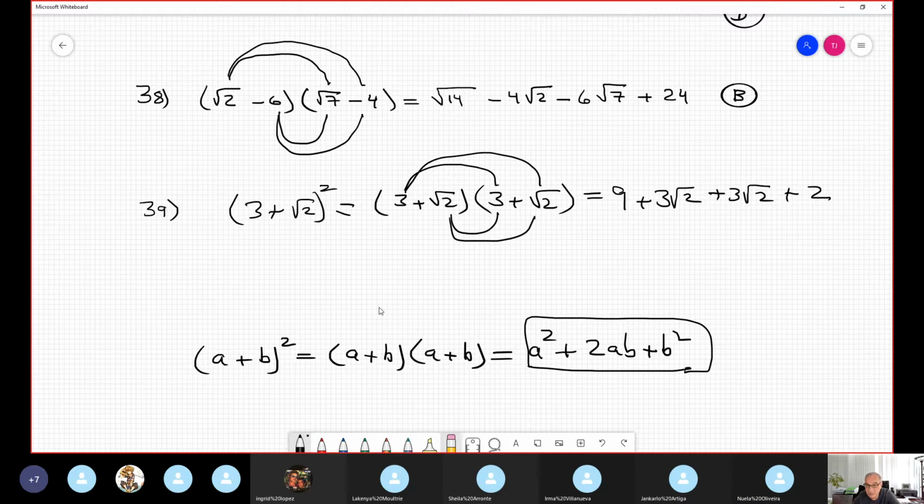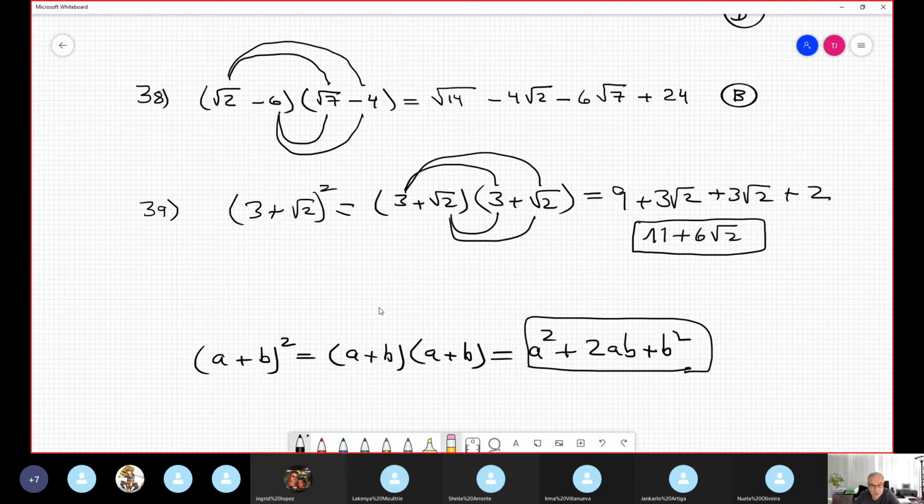Ready to combine. This is 11. 9 plus 2 is 11, and 3 plus 3 is 6. Radical 2. Okay. And other people say, no, I don't like this. This looks stupid. Okay, square the first.